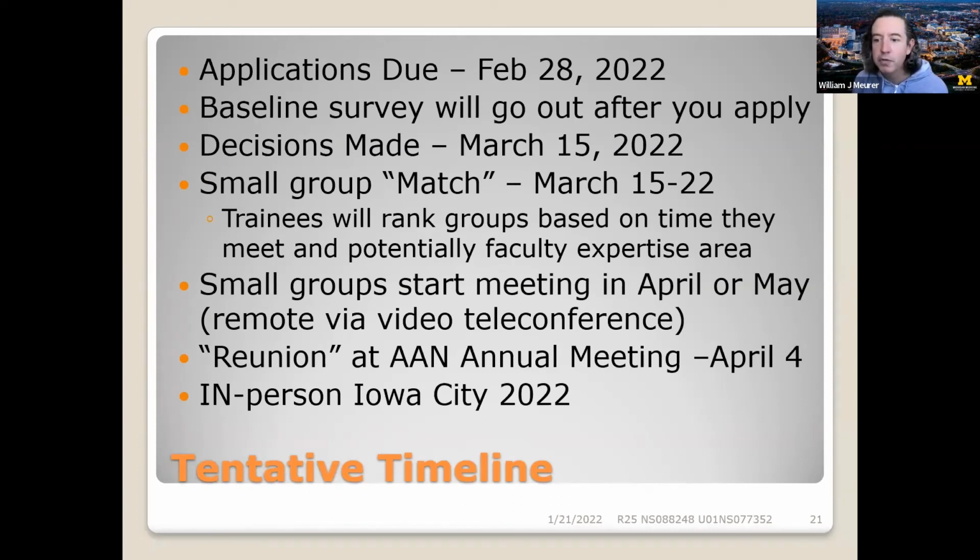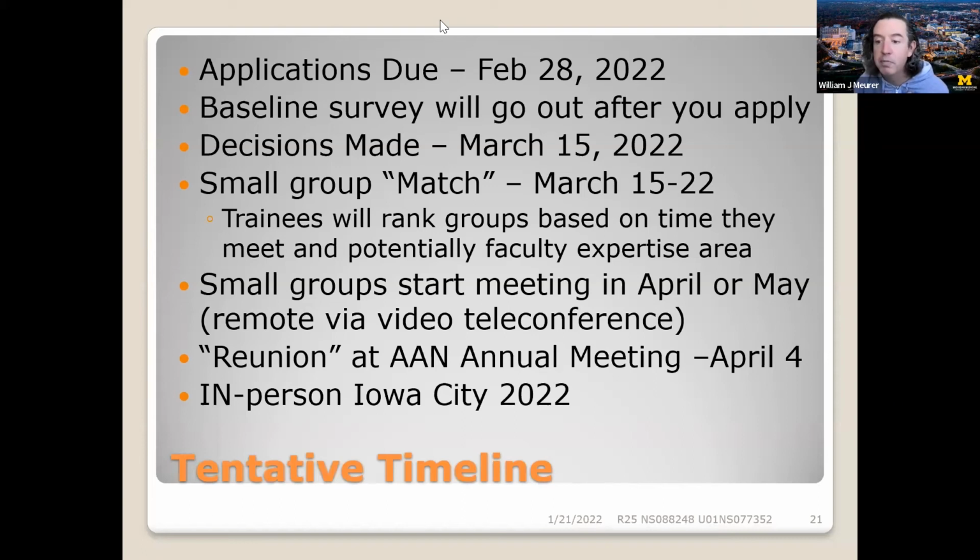We're always a little nervous about accepting people early because we just don't know how many other things are going to come in. And we really take a lot of time and care to try to select the most meritorious applications that have projects that we think the course can help move along. Then after we've made these decisions, we're going to give you the ability to match into the small groups.